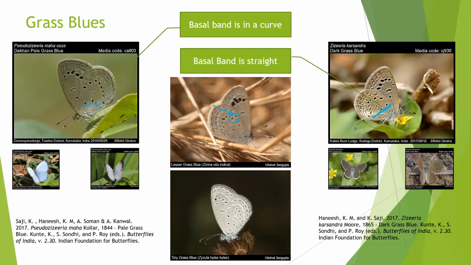The distinguishing feature is the upside down C. This mark is there in the case of a tiny grass blue, which is indicated here. This is present in tiny grass blue. It is very small, and of course the spots are also small, and you can easily distinguish it from the other grass blues.